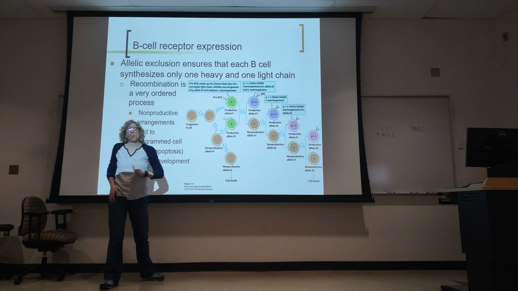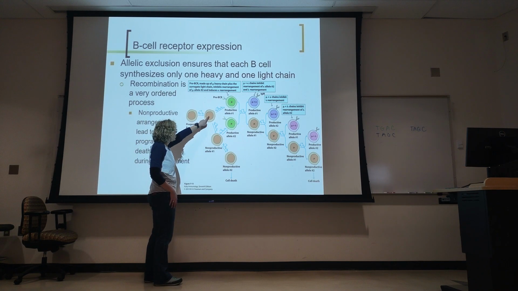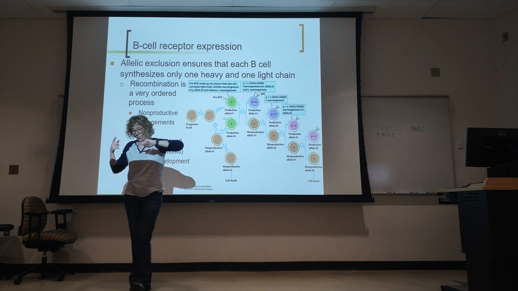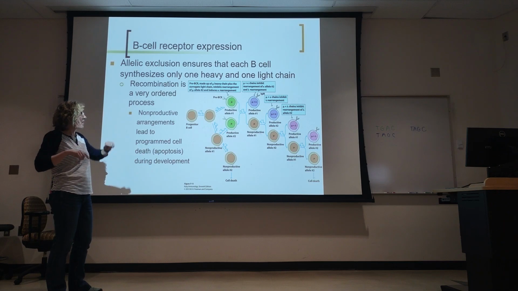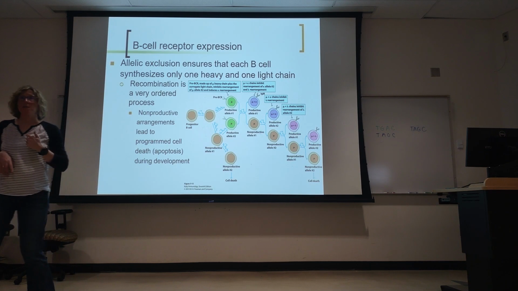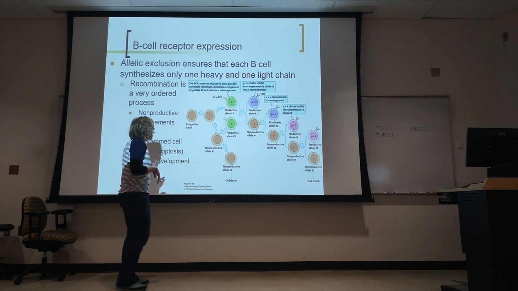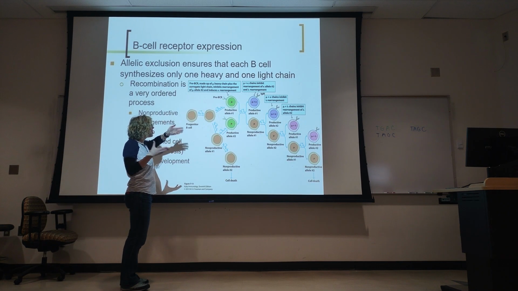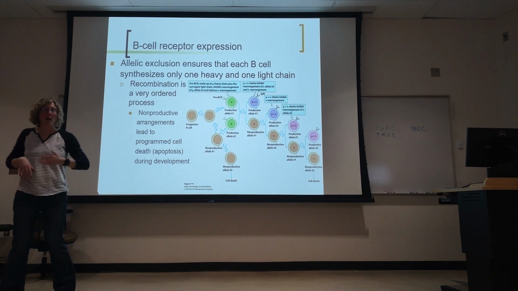A neat thing happens during this process. This cell, once it has successfully done this, is going to rearrange a V onto that DJ. If you get a successful VDJ rearrangement, there could be two outcomes that happen for my VDJ.